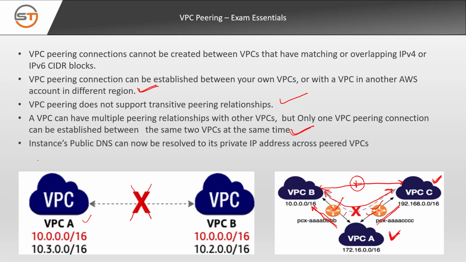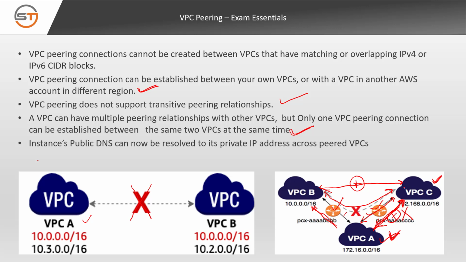But can it have two parallel connections between two VPCs, like VPC A already has one connection? Can it have one more peering connection with VPC C? No, this is not supported. Between any two VPCs, we can have only one peering connection, not more than that. But one VPC can have more than one peering connection with multiple different VPCs.